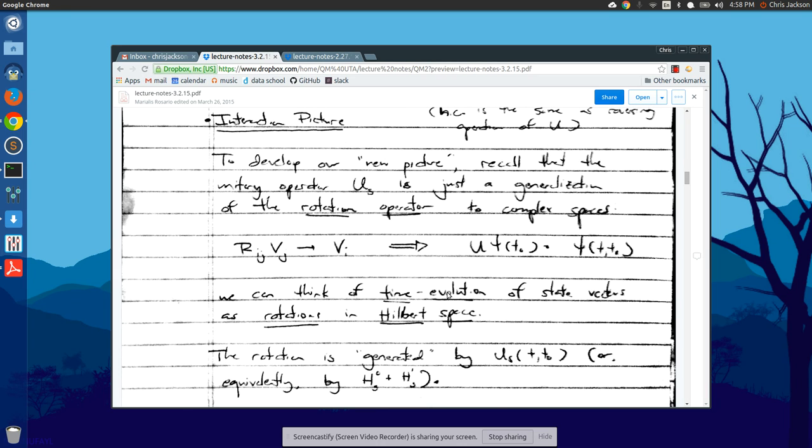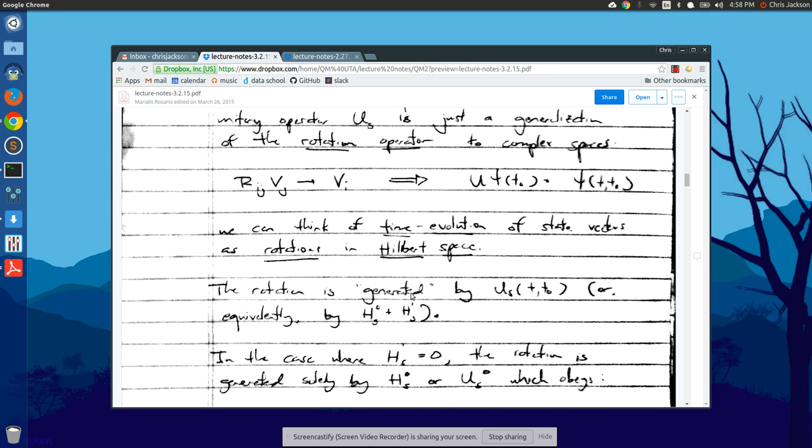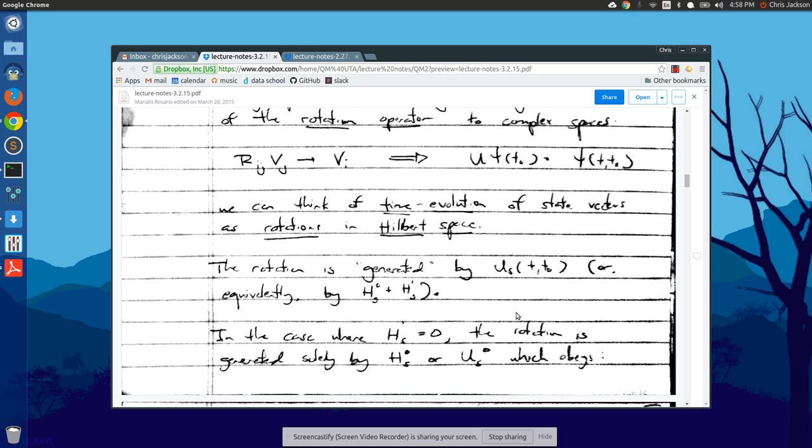Right, so we can always think of time evolution of state vectors as rotations in our Hilbert space, right? And so this rotation is generated by our normal time evolution operator. Or if you want, remember that this depends on the Hamiltonian, so it's going to depend on two pieces, right? The time-independent piece, an unperturbed piece, and a time-dependent piece, which is our perturbation.